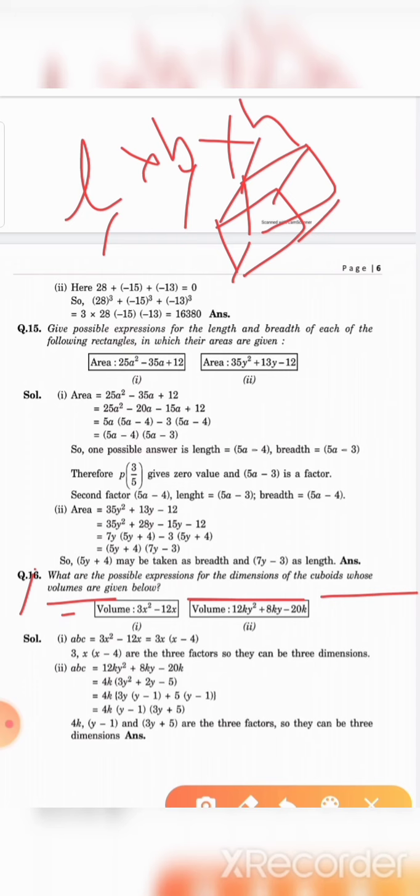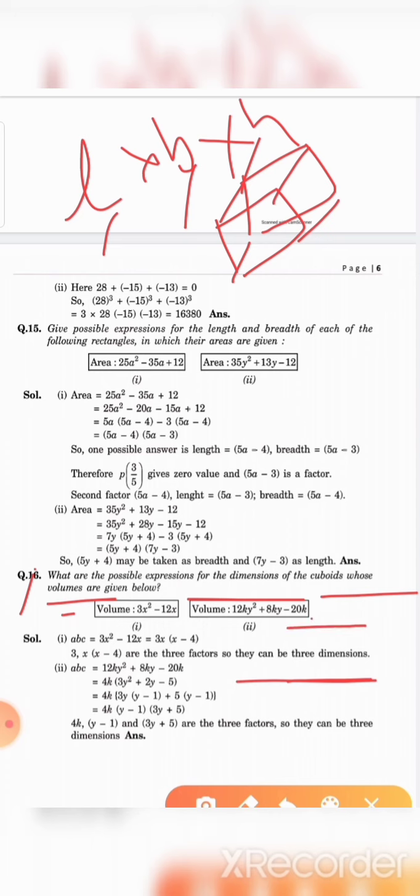Here in both terms 3 and x are common, so we take them out and we get the rest bracket 3x minus 4. So here the factors of our polynomial are 3, x and x minus 4, and they are the dimensions. So 3, x and minus 4 are the three factors, so they can be the three dimensions of the volume.